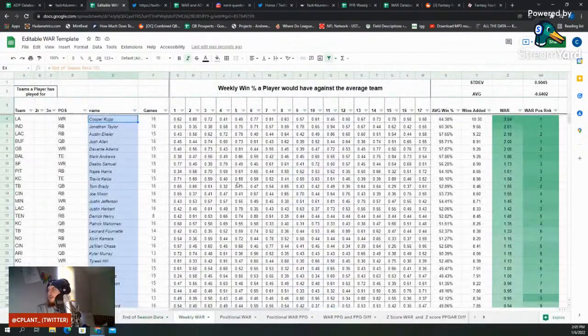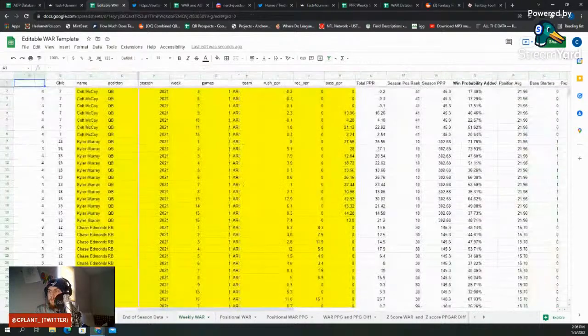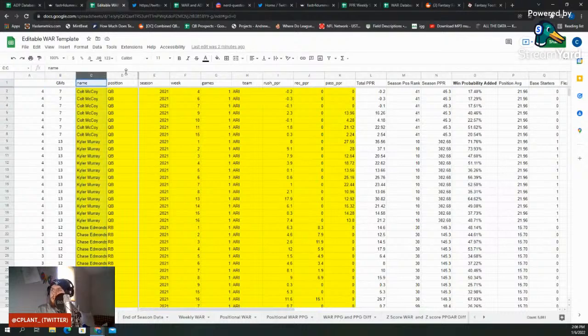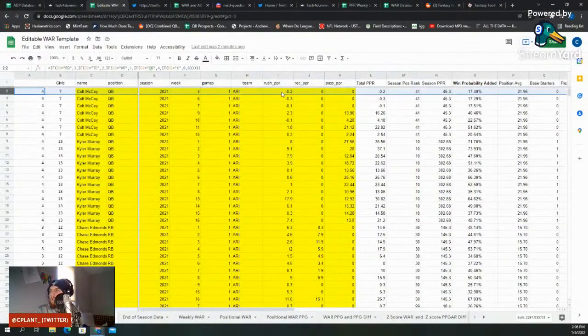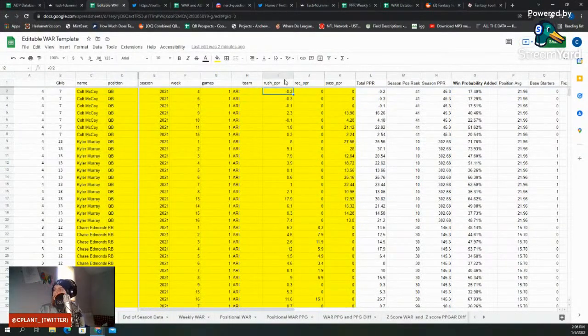But I was going over how it's scored, to start. So this is Cooper Kupp, right? If I go back, this is where all the data is inputted. You put in the weekly data, so it's the player's name, position, the season, the week that they played in. So this is week 4 data for Colt McCoy, right? And then I separated it out into receiving, passing, just so you could see.